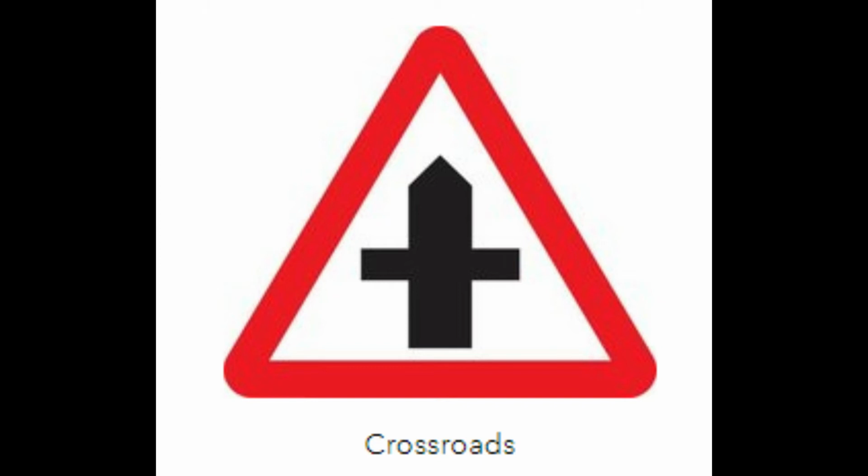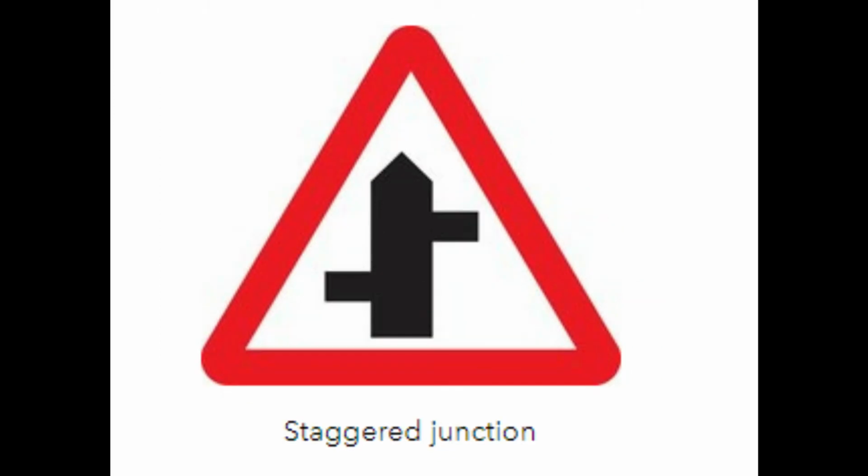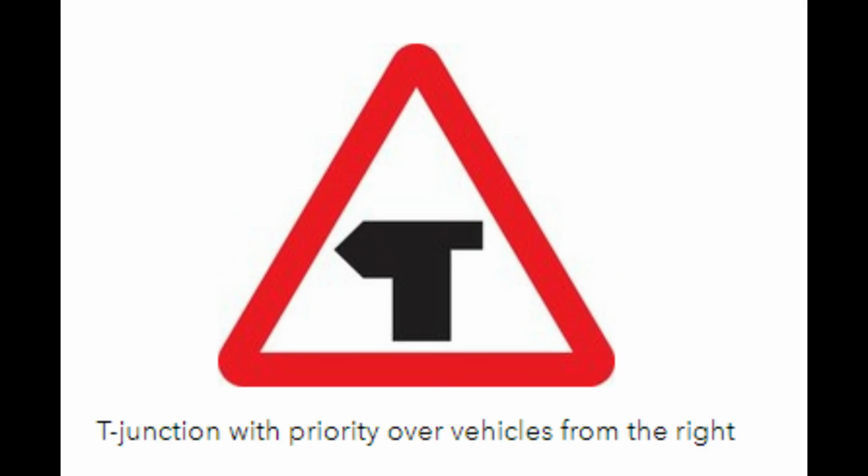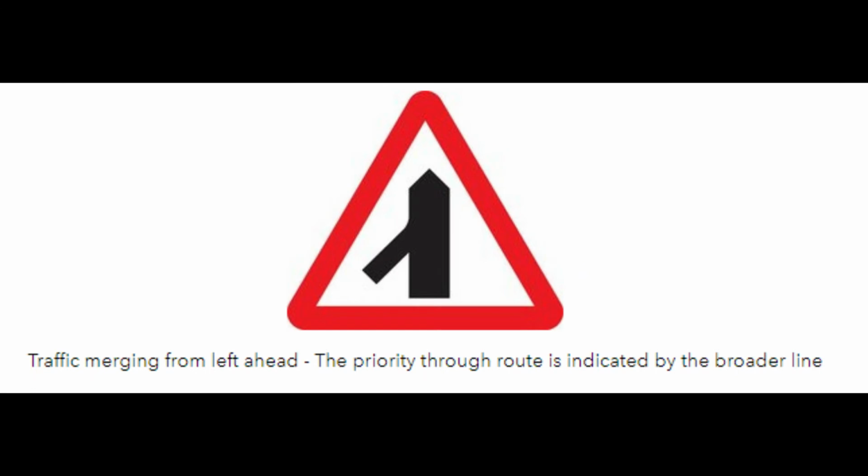Crossroads ahead, but you have priority. Staggered junction, so you have cars coming from both directions. There will be cars coming from the left and the right ahead of you. T-junction with priority over vehicles from the right. Traffic emerging from left ahead. The priority through route is indicated by the borderline. So you have the priority because you've got the wider borderline.